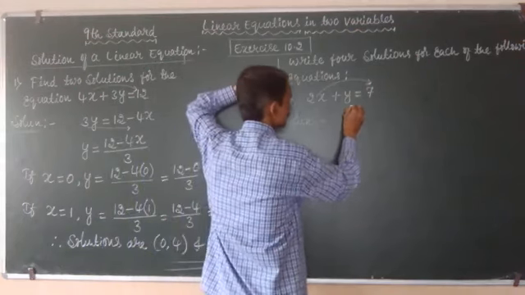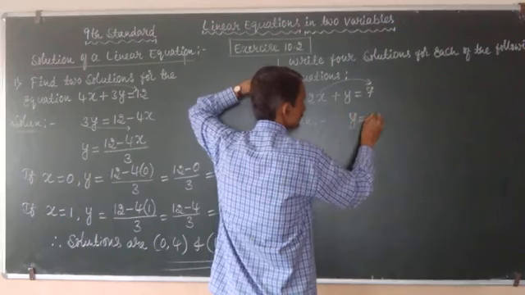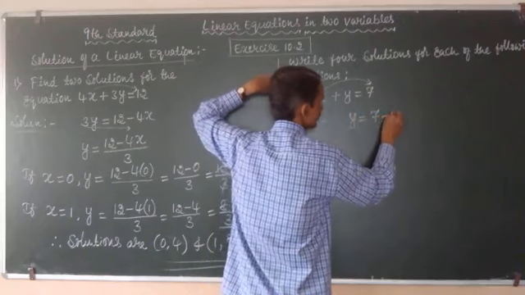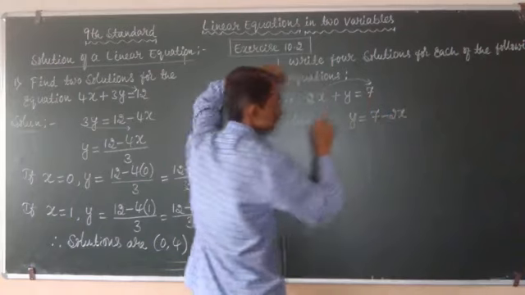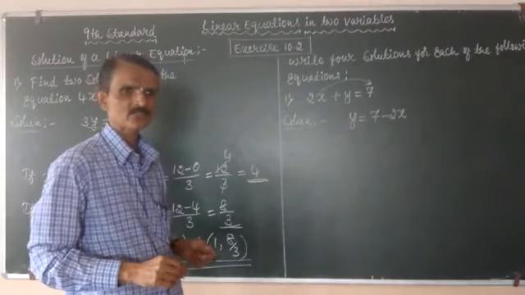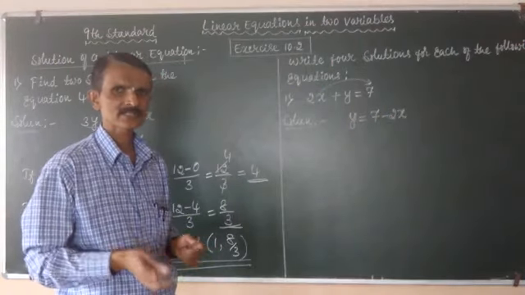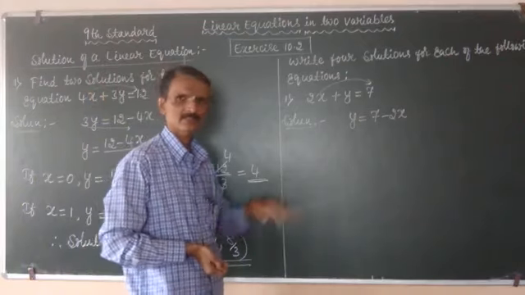So this equation will become y equals 7 minus 2x. y equals 7 minus 2x. Have you understood this, students?